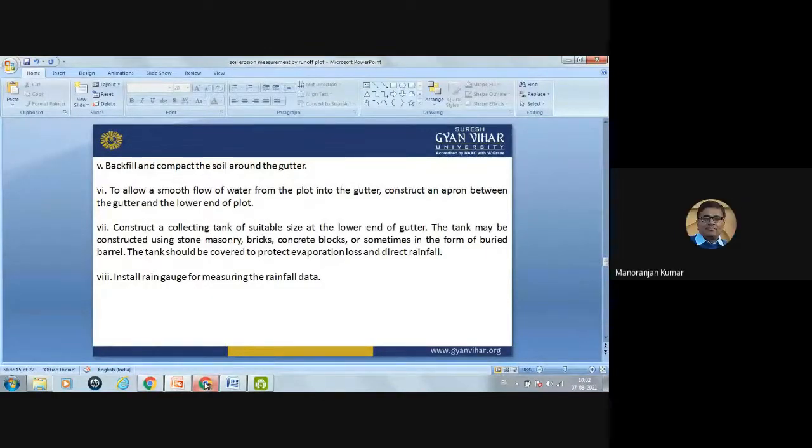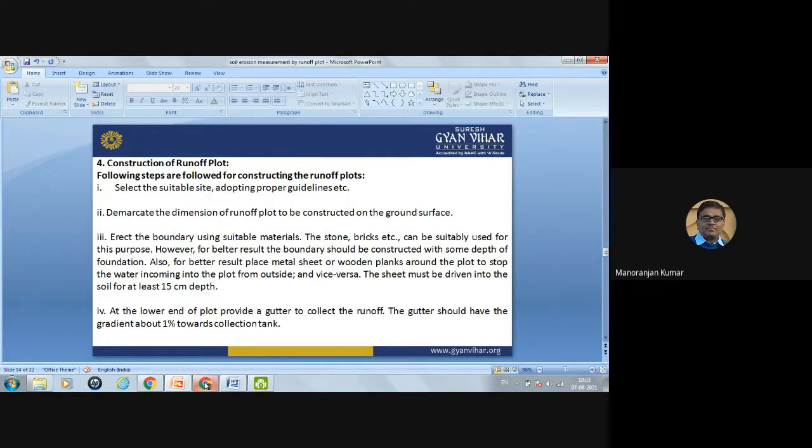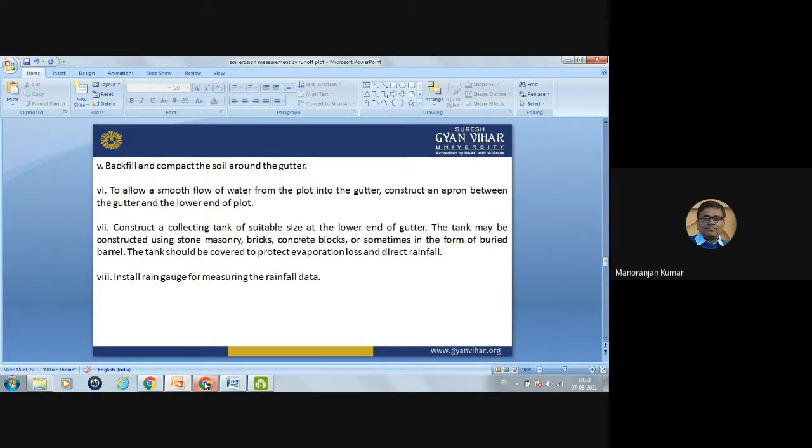The tank should be covered to protect against evaporation loss and direct rainfall. And also, you have to install a rain gauge for measuring the rainfall data. So these are some points which you must consider during the construction of a runoff plot.